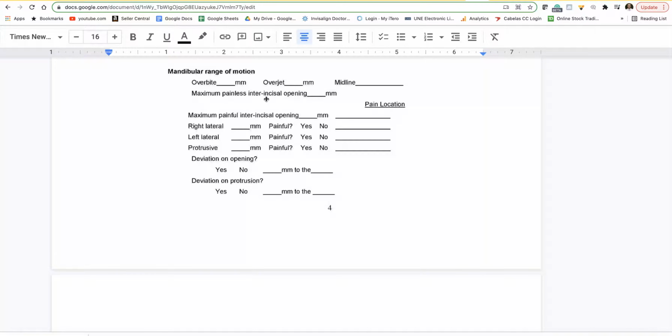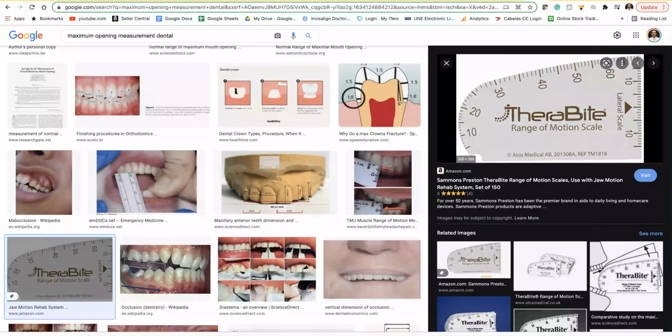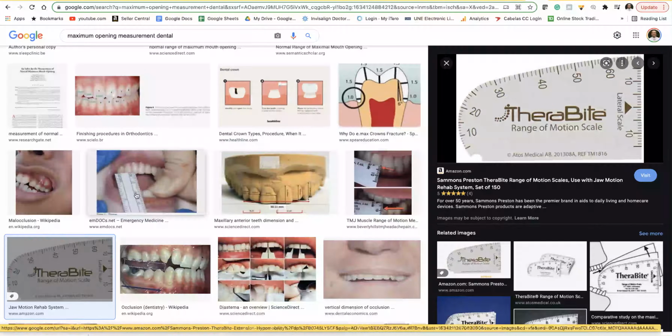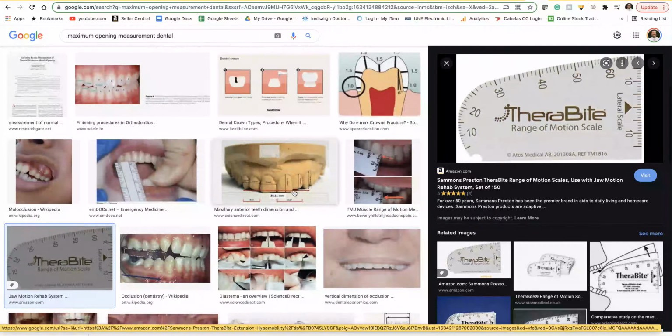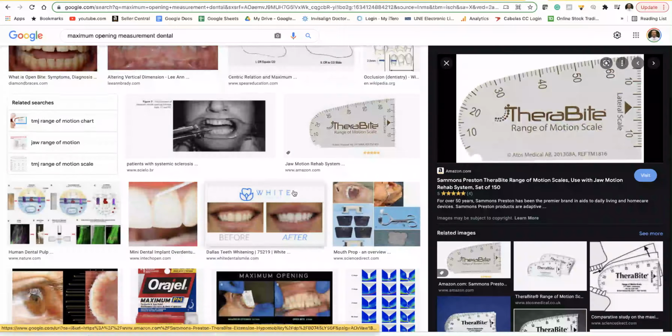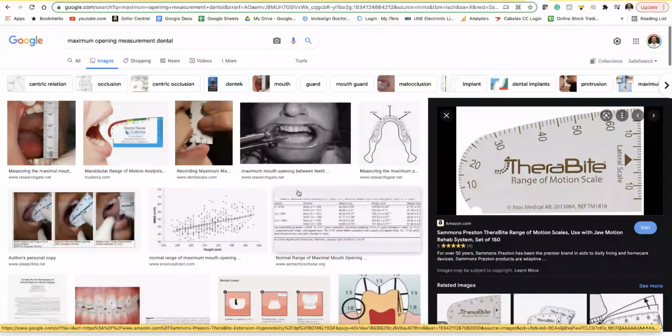Maximum painless interincisal opening. So you have them open as wide as they can. And this is a tool that we use called the Therabite. You can use a regular ruler. At the end of the day, we're not looking for exact measurements, but the straight ruler is a little bit clunky, especially for certain patients that have malocclusions. So somebody invented this guy. And let's see if they have a tool or a picture showing the tool. No, I guess not, but I would go to their website and just look how they do.